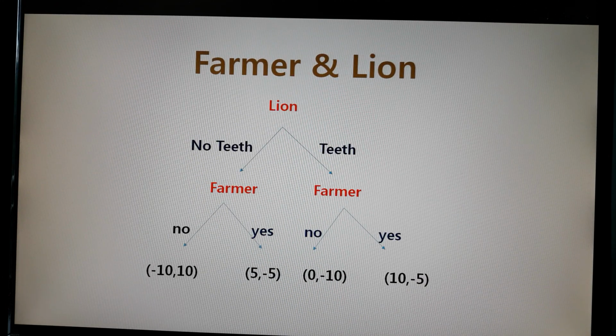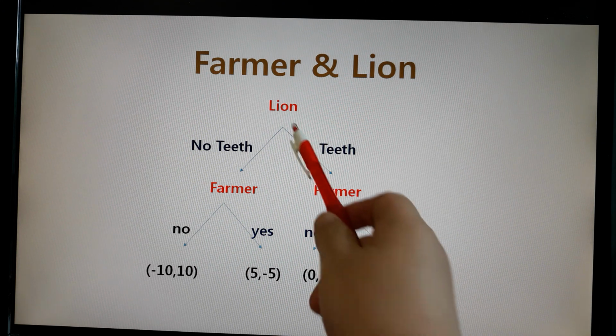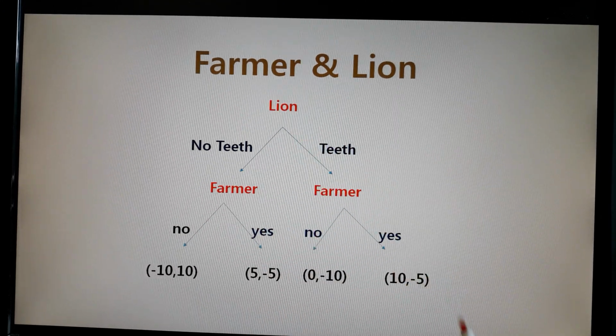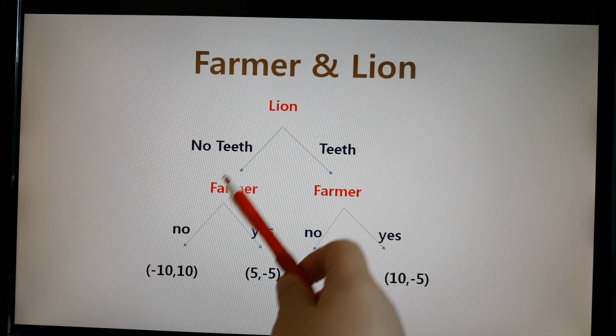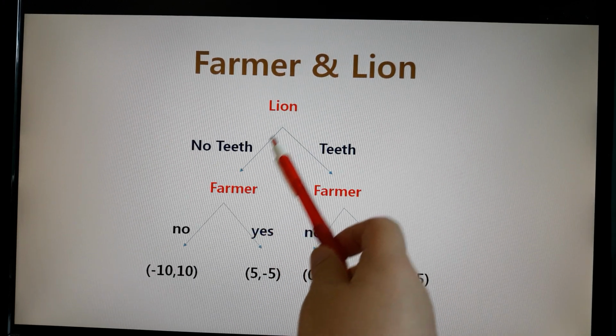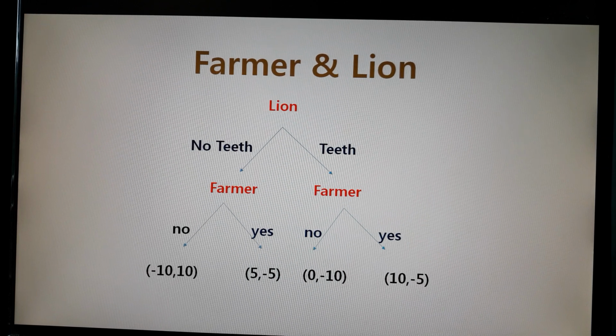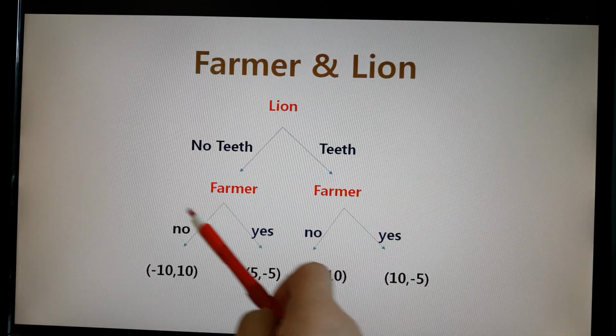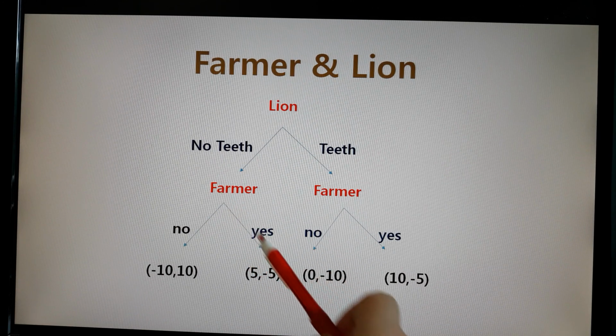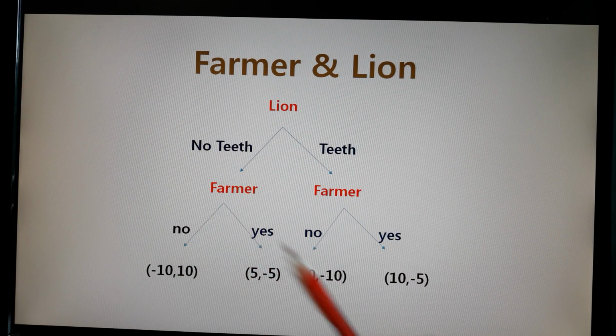The economist says, okay, I'm going to teach you, so don't worry at this point about how to draw this graph. But there's a lion and a farmer. The lion can pull off his teeth and claws, or not do that. If the lion pulled them off, the farmer can say yes for marriage or no for marriage.